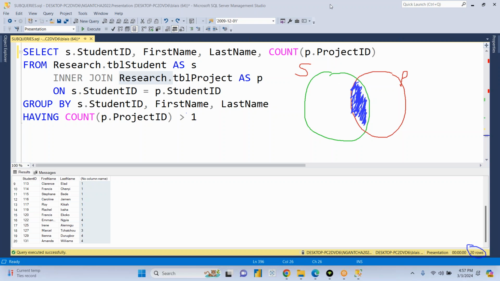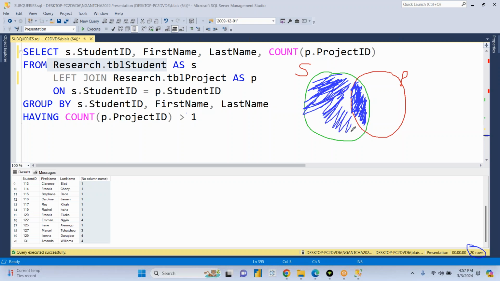Now if I go and switch this into a left join, I get more data. Why? Because I am also including this zone. And why this zone? Because the student table is on the left side, I am doing a left join, so all of the student table will be shaded. So I have to step in now and extend the region to this: the intersection plus all the students that have no project.